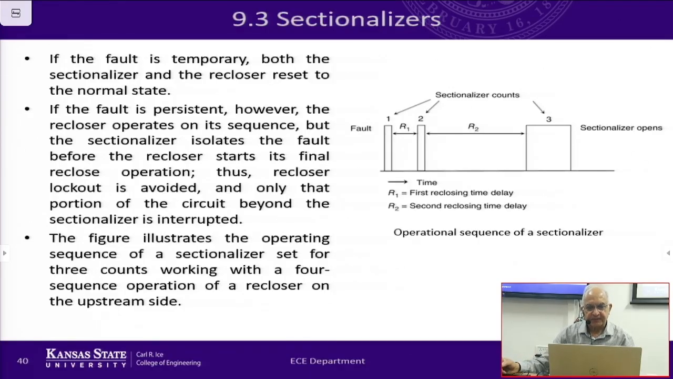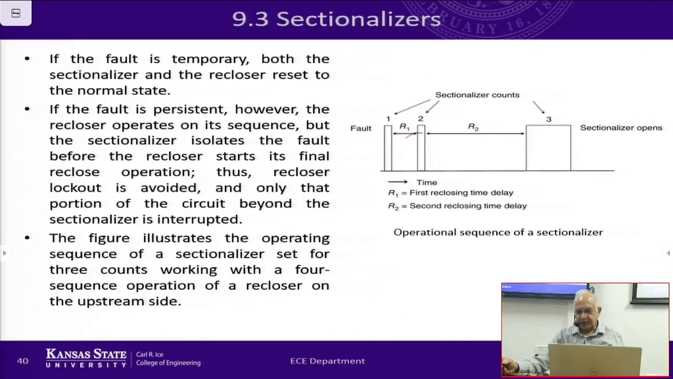So basically what happens here is that a fault takes place, and the recloser opens and closes one time, two times, and then it's going to wait for longer. This is the open duration, then it closes again. When the recloser is open, the sectionalizer will open at that same time. So it's not interrupting the circuit under fault conditions because the recloser is upstream and is open.